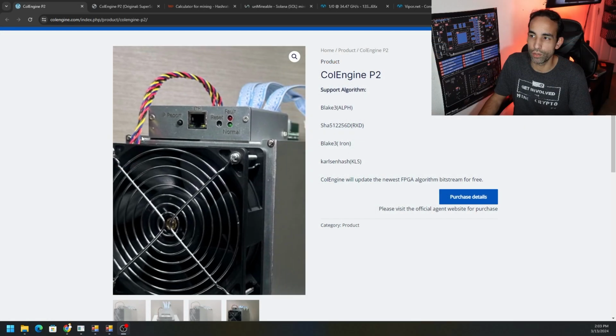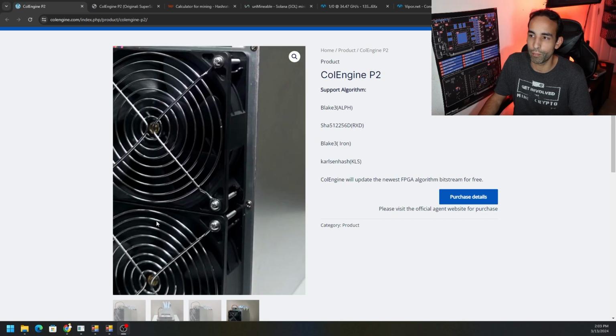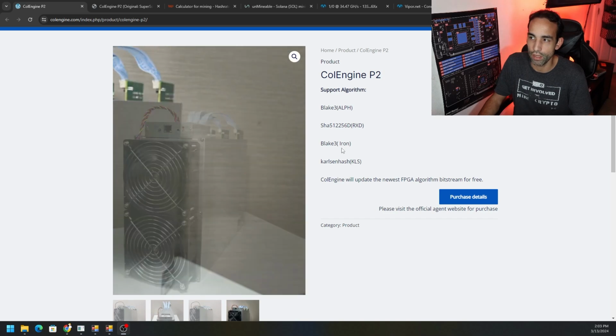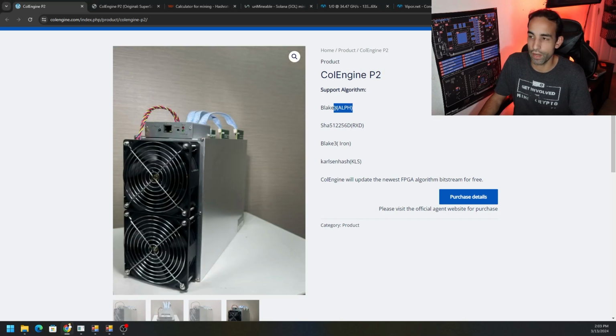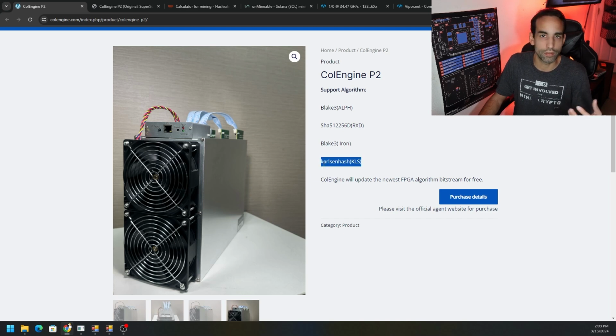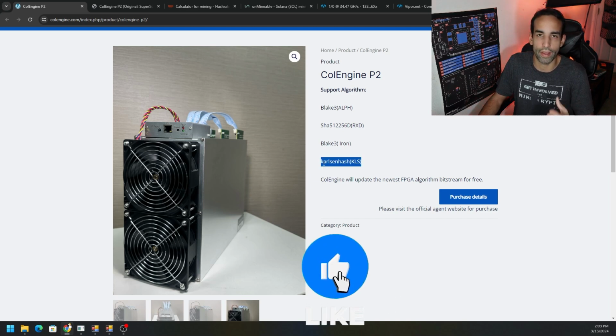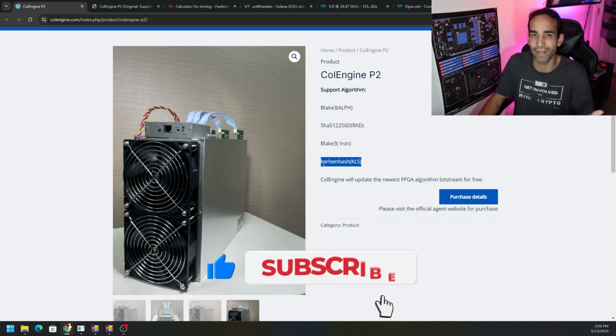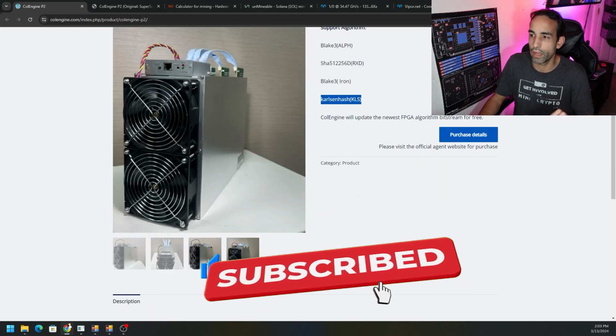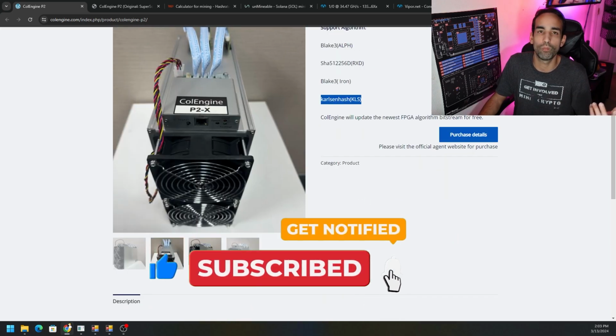So the ColEngine P2, it looks like an ASIC, it sounds like an ASIC, but it's not an ASIC. It's an FPGA that's capable of mining various algorithms like Blake 3 Alphium, SHA-512 256D, Radiant, or Blake 3 Ironfish, which should be changing its algo. The project should be changing its algo if it hasn't done so already by the time this video is released. And then Carlson Hash, technically Caspa as well, but Carlson Hash, you got Carlson, the cryptocurrency, or Nexel AI, the cryptocurrency. And it weighs 11 pounds.